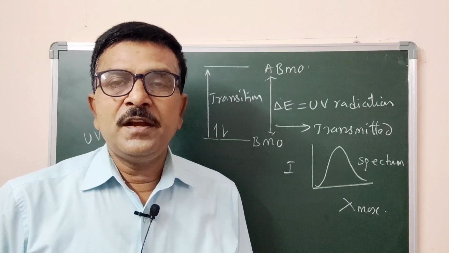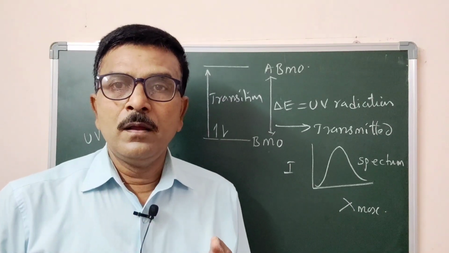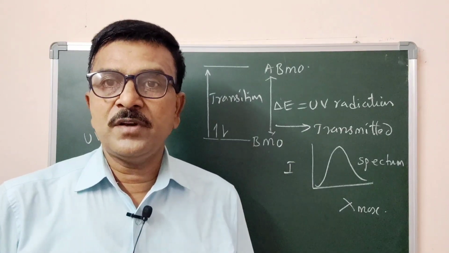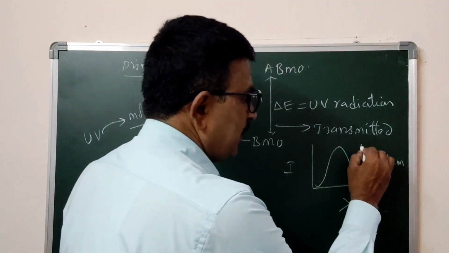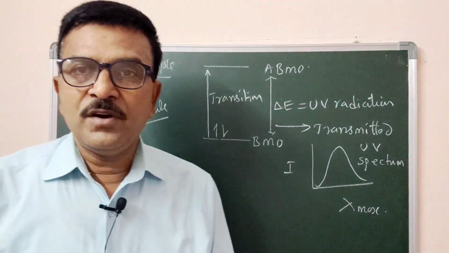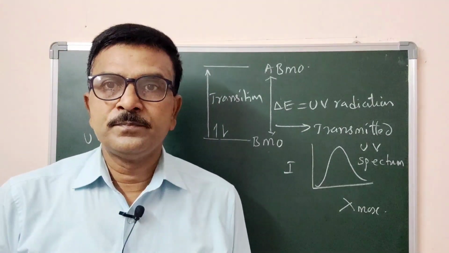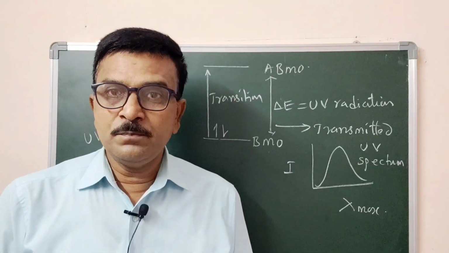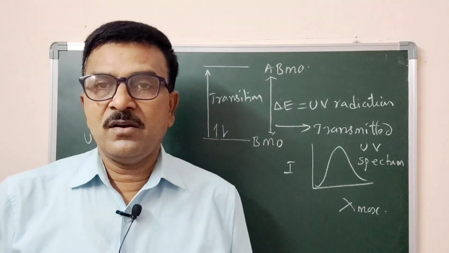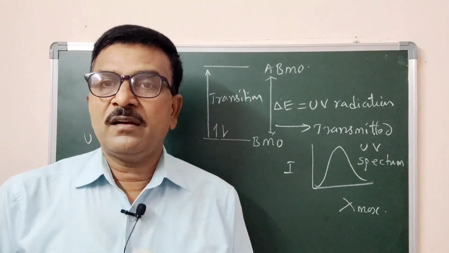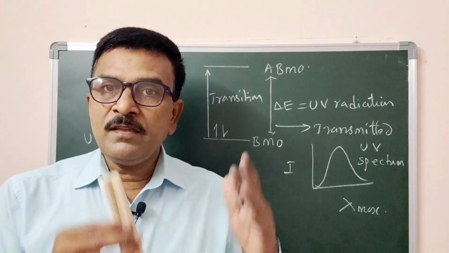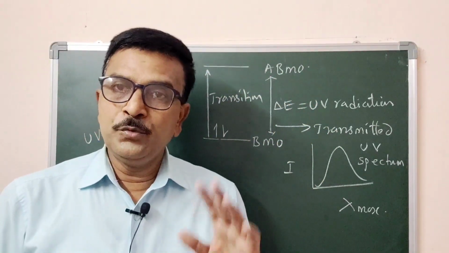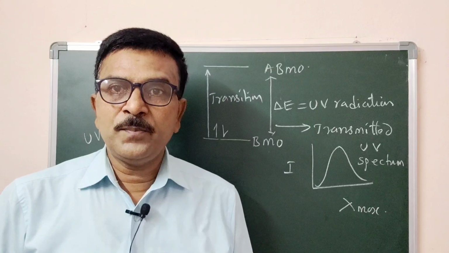The spectrum is originated from the sample molecule by the absorption of ultraviolet energy. Therefore, it is called the ultraviolet spectrum, UV spectrum, because of electronic transition. Now, what happens when UV radiation is absorbed by the sample? There is an electronic transition. So, because of electronic transition, this technique is also called electronic spectroscopy, UV spectroscopy or electronic spectroscopy.